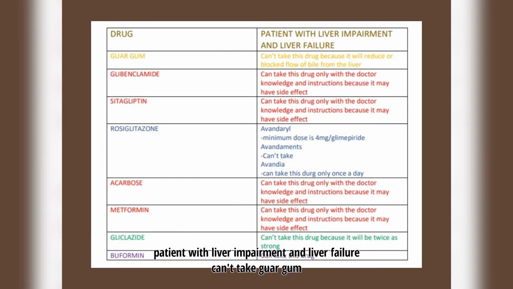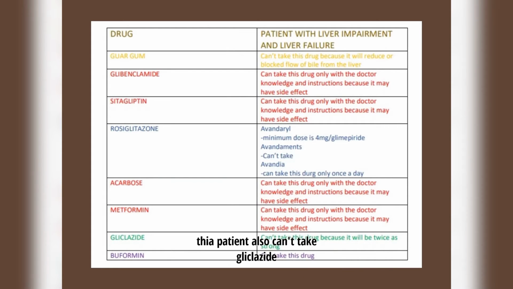Patients with liver impairment and liver failure cannot take guar gum because it will reduce the flow of bile from the liver. These patients also cannot take gliclazide because it will be twice as strong.